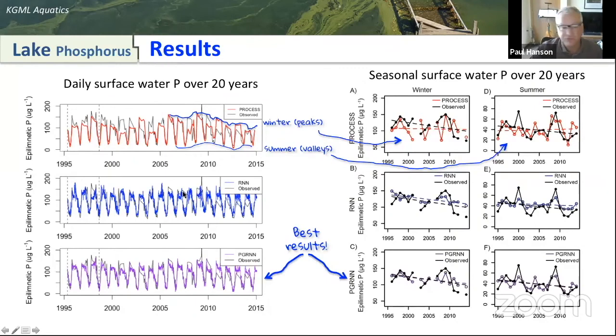So let's go straight to the results. So we have 3 different rows of results here. The top row is the process only. The middle row is recurrent neural network only. And then the bottom row is the KGML. This black line is the observational data in all the different plots. And it's the signal we're trying to recreate. Phosphorus in Lake Mendota is highly dynamic with a very strong annual signal to it. It's highest in the winter. It's lowest in the summer. We're particularly interested in predicting summer values well, because that's when harmful algal blooms occur.